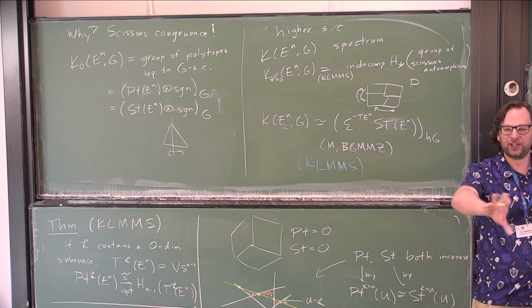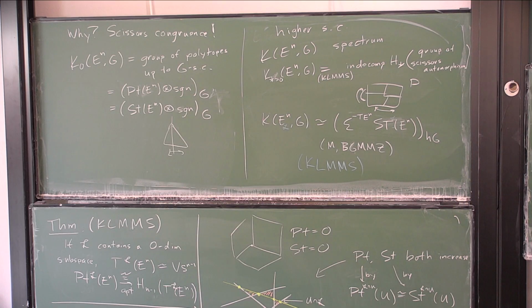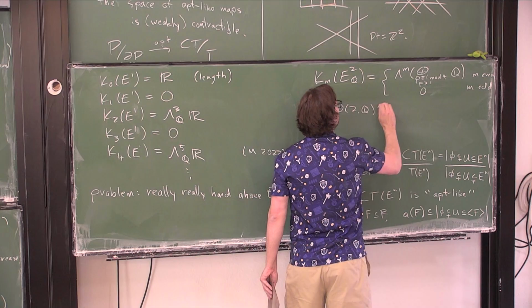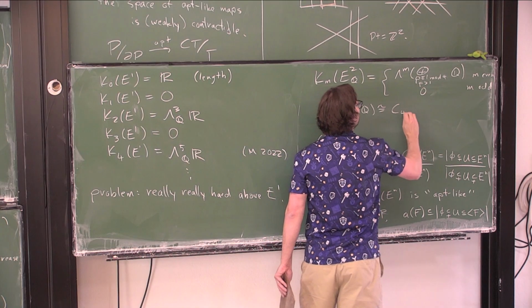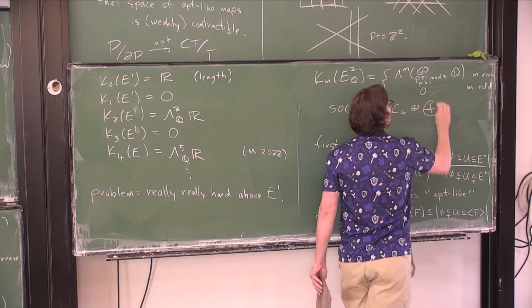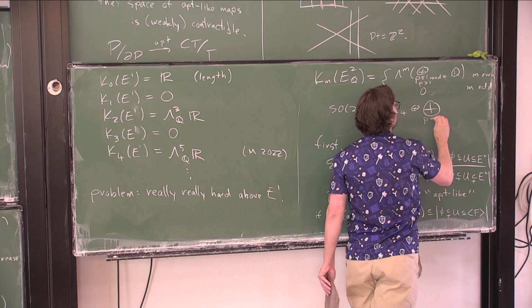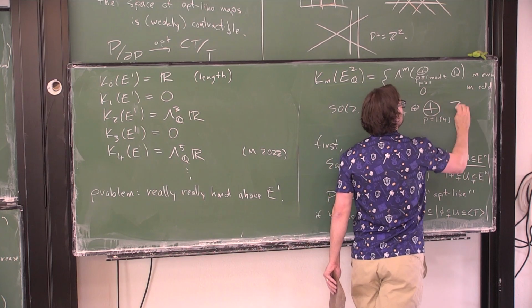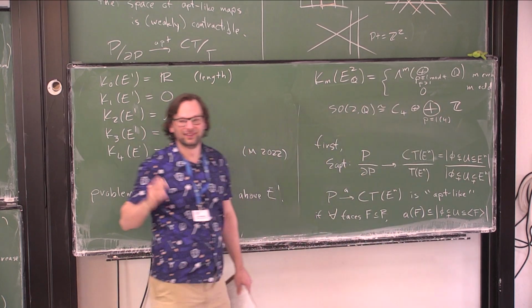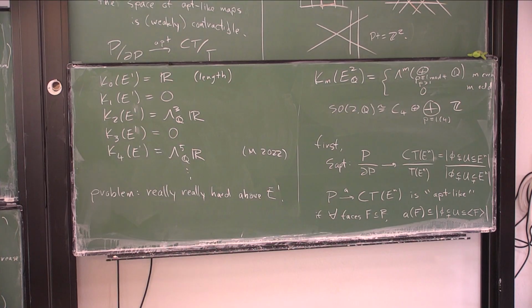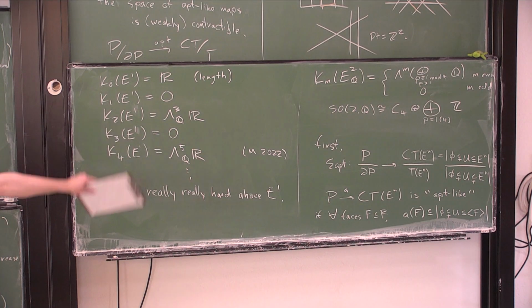SO2Q, so rotations with rational coefficients. There's this really beautiful theorem that this is isomorphic to a cyclic group of order 4 plus a sum over these same primes p of Z's. And the proof of that is beautiful too.